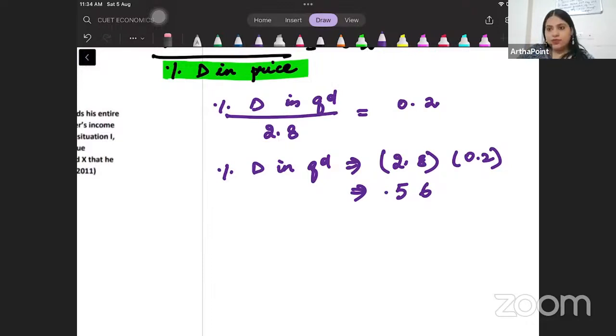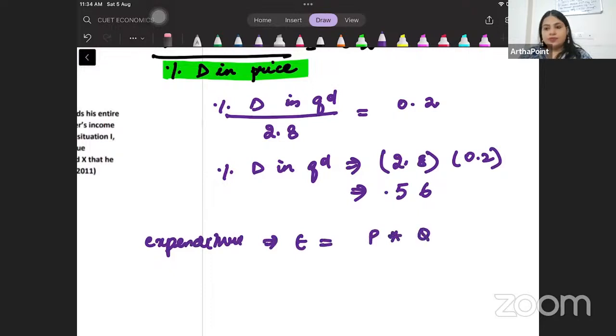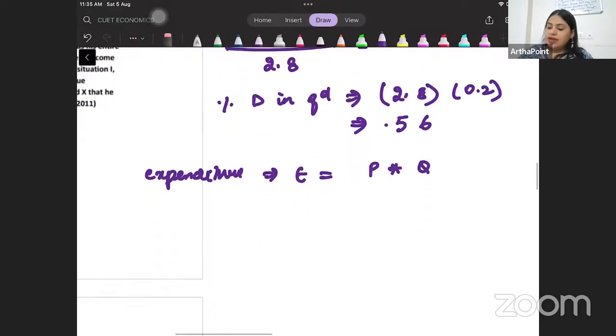Now just think about it. If I want to find out expenditure, expenditure can be written as E, and this is going to be price into quantity.